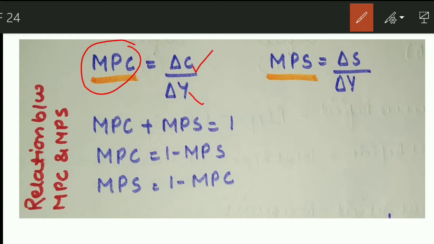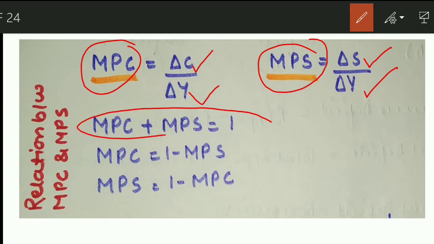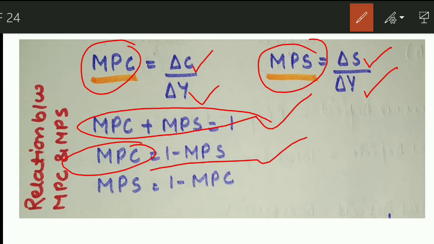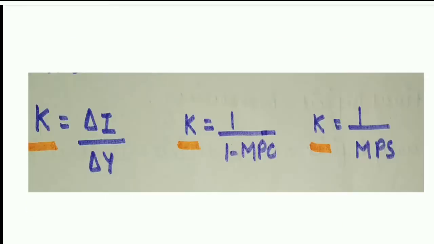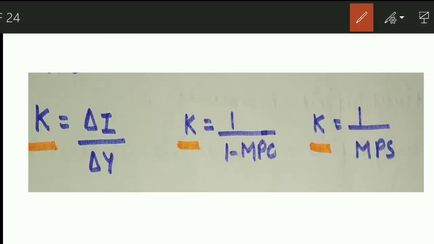That MPC, that is marginal propensity to consume, is change in total consumption upon change in total income, and MPS, that is marginal propensity to save, is change in total saving upon change in total income, and the sum of MPC and MPS is equal to 1. MPC is 1 minus MPS and MPS is 1 minus MPC. Alright. Further, we also did the formula of multiplier, right?